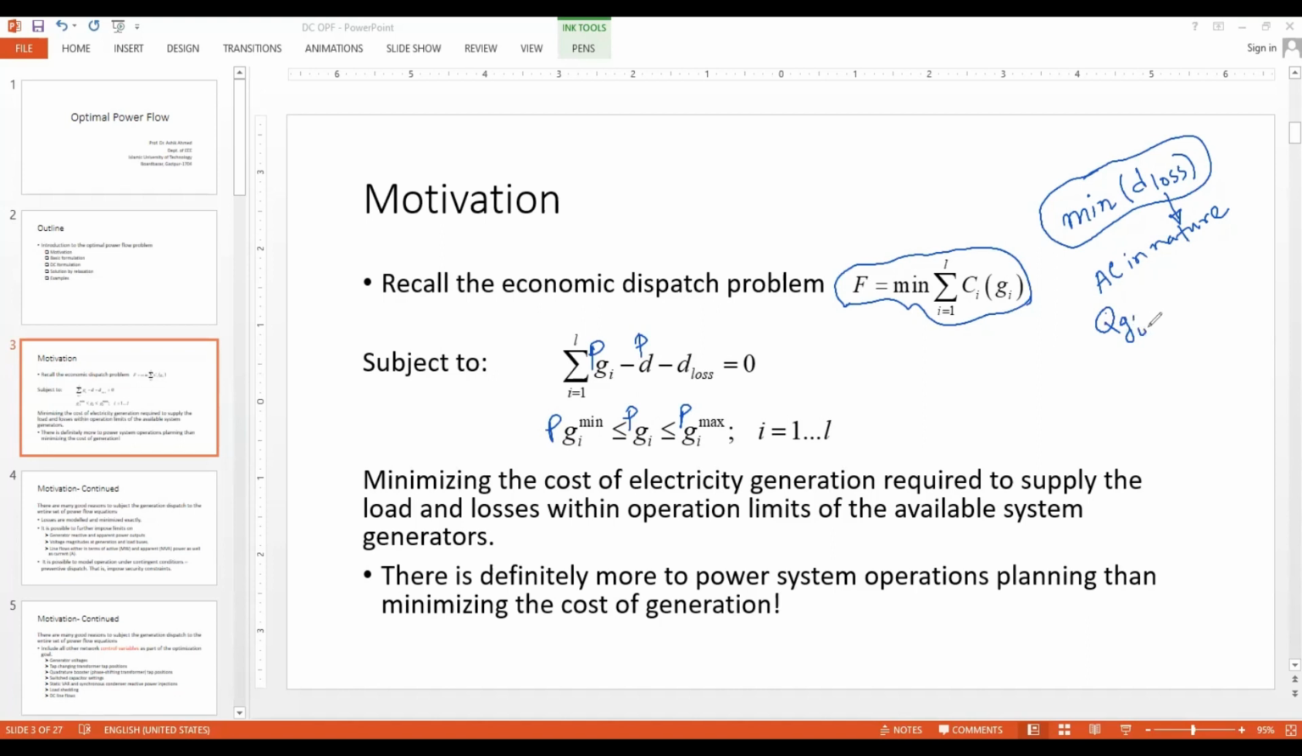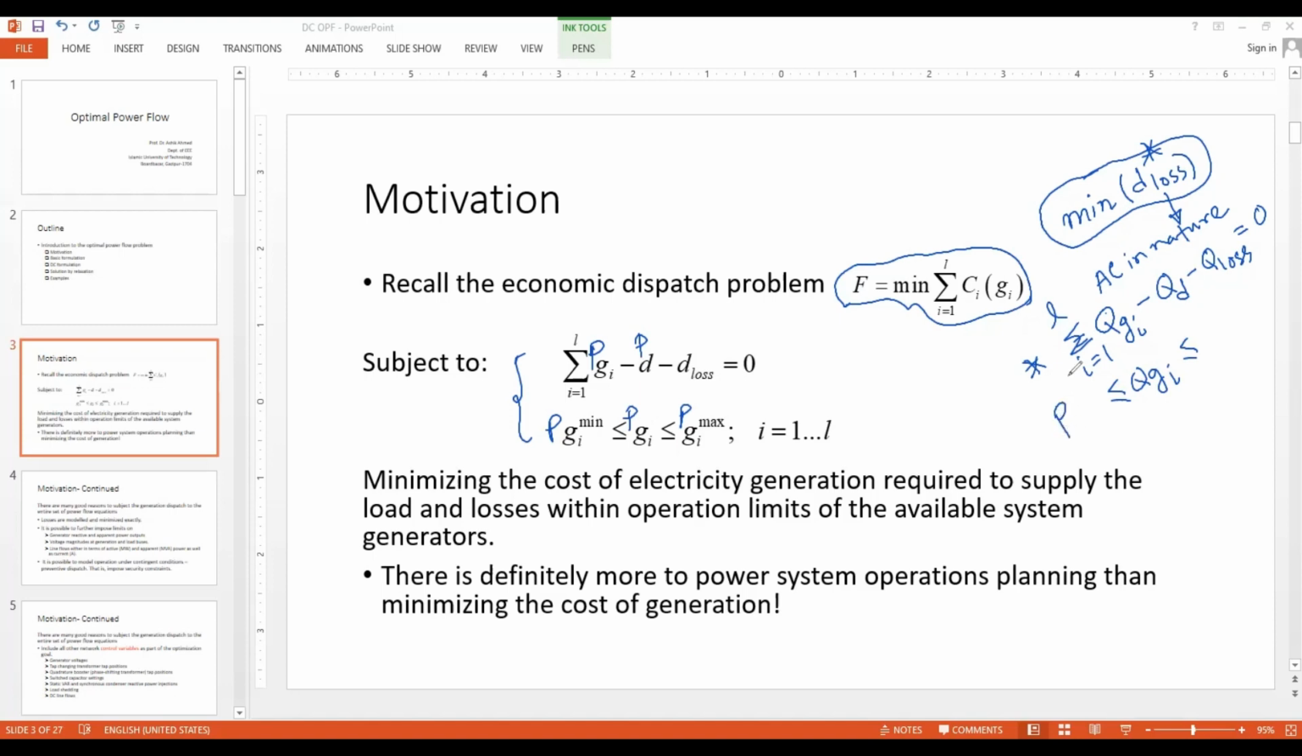QGs? In this formulation, we cannot make sure that this is achieved. So we are not bothering about this, remember. So this is summation of I equals 1 to L. So in the classical ELD problem, we don't bother about this issue. We do not think about this issue. We also do not think about this issue. That means the limits associated with the reactive power output of the generating units.